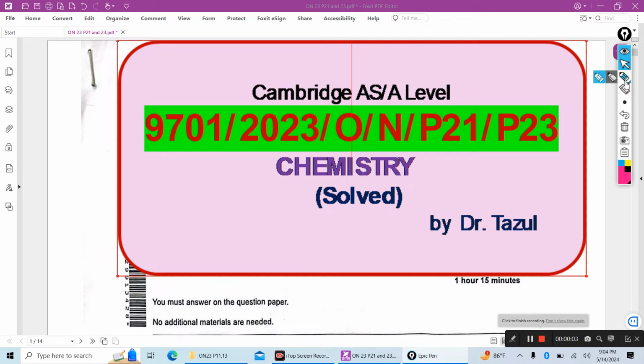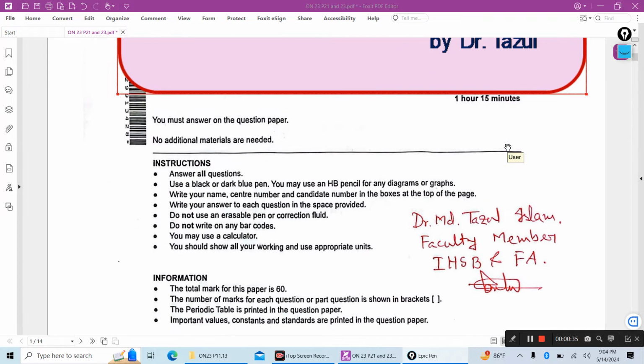Hello dear students, today I am going to discuss Cambridge A-level chemistry October-November 2023 paper 21 and 23, written paper 2. October-November 2023 paper 21 and 23. Let's move.